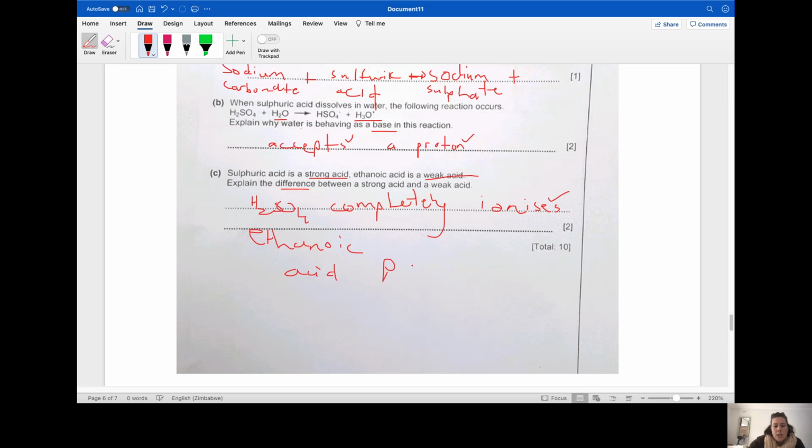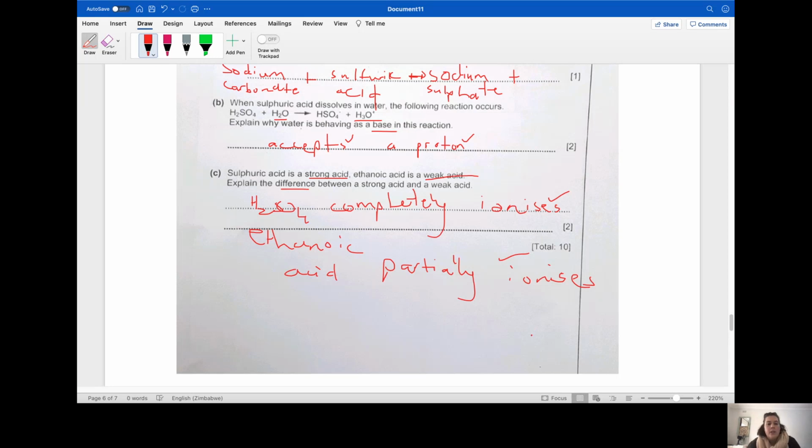It partially ionizes. Second mark. Okay, this was not hard. You should have got 2 marks for this. Very easy. What is a strong acid? What is a weak acid? A strong acid completely ionizes. A weak acid partially ionizes.